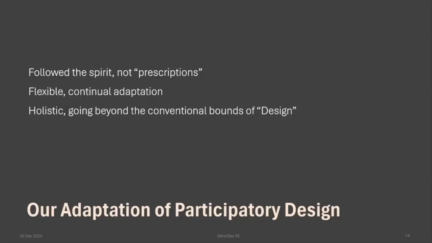So as I mentioned, what I'm talking about is reflections on the journey of the last 3 years, which is continuing. So therefore, we had to adapt continuously, and then we took a rather holistic approach, and I'll explain this in more detail as we go further. Rather than sticking to the conventional bounds of what design means and where design ends, we went beyond that, and it will be clear as we go further.